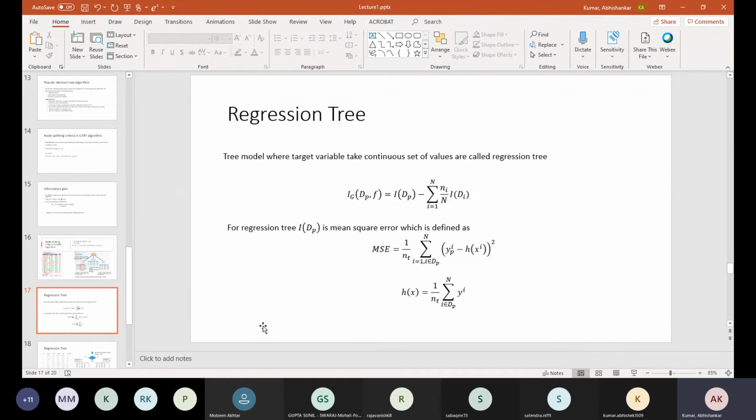So what you have done here is predicted based on the average of all the salaries present at that particular position. So your prediction was nothing but the average. Here also we are doing the same thing. We don't know exactly what the prediction will be, so at that particular node we take the average of the target values at that node. So that is going to be hx.